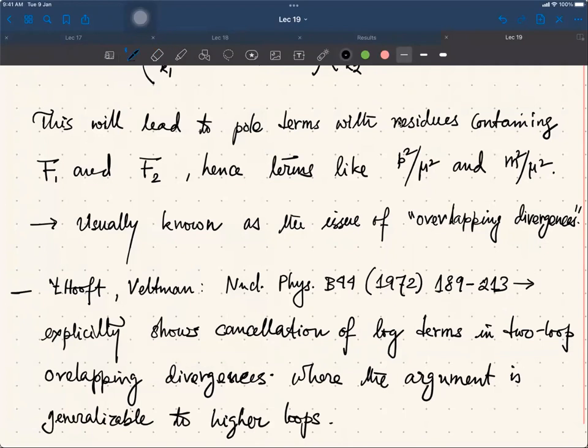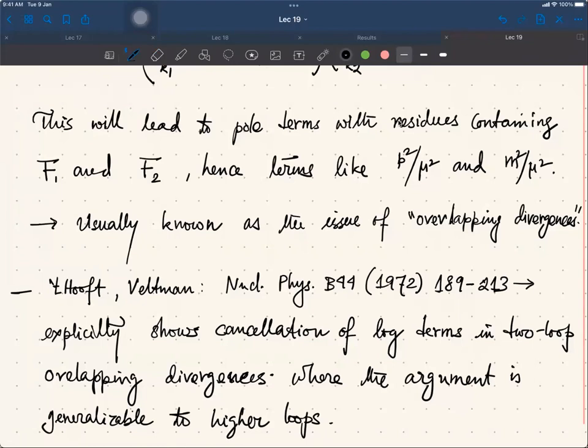Okay, and we have seen in the 2-point function calculation at 2 loops that all log m hat square terms, which is basically a ratio of m square and mu square, all log terms were cancelling, and this will continue to all higher orders. And this argument, 't Hooft and Veltman's argument, shows that in any arbitrary graph, if you have a two-loop subgraph where these overlapping divergences appear, then the log terms will cancel, and this argument can be generalized to arbitrarily high loop orders.